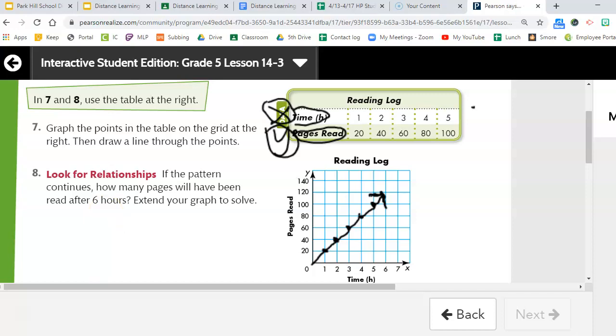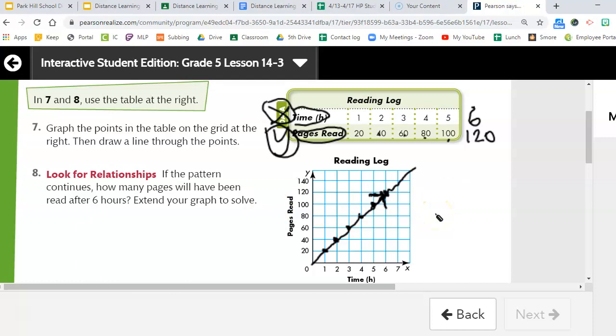Okay. It says, number 8, if the pattern continues, how many pages will have been read after 6 hours? So if I am here and I read 6 hours, well, I notice 20, 40, 60, 80, 100. It's going up by 20 each time. After 6 hours, it would be 120 if I added 20 to 100. So my next point would be over 6, up 120. And you could tell that my line would just keep going straight, even though I made it squiggly.